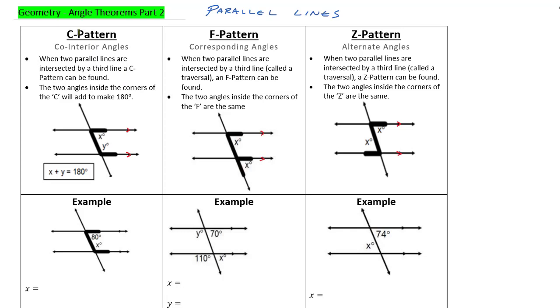All right, the first rule is, the short name is C pattern. It's called co-interior angles, but I like to just call it the C pattern for short. And so does, I'm sure, most people in math, because it just makes a C. It doesn't matter which way the C is facing, okay? The 2 angles inside the C, so here and here, have to add to make 180. So in this example here, right, that's 80, so this has to be 100. So the 2 of them make 180 degrees.